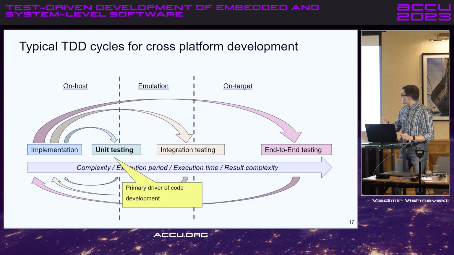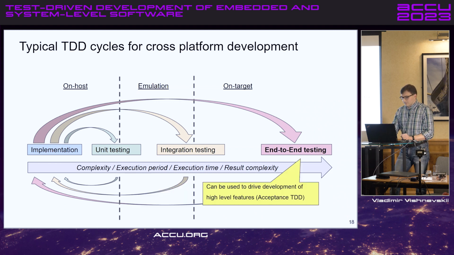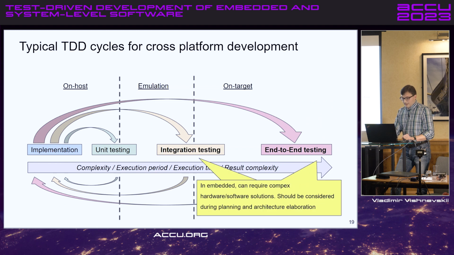Unit testing is the most frequently executed, the simplest one, where we test the simple units. End-to-end testing, opposite to this, is the most complex one that produces the most complex results. End-to-end can also be used to drive some development of the features, for example, as a part of the practice of acceptance test-driven development, but this is a bit out of the scope. For embedded systems, integration testing and end-to-end testing can be really complex solutions.